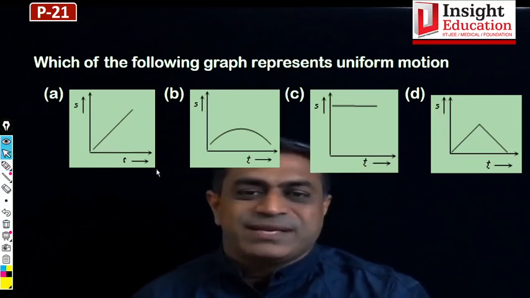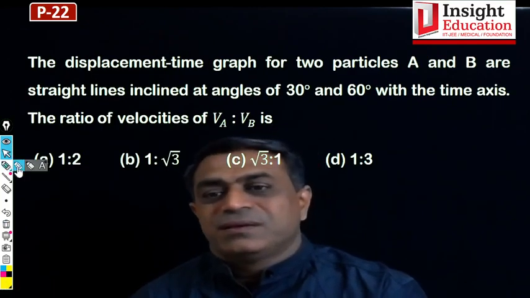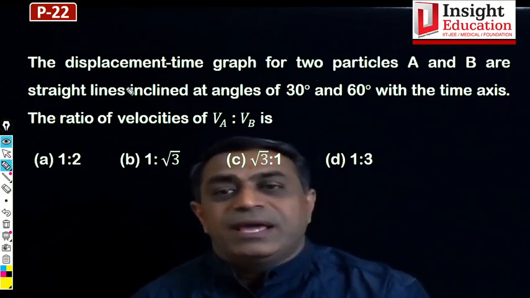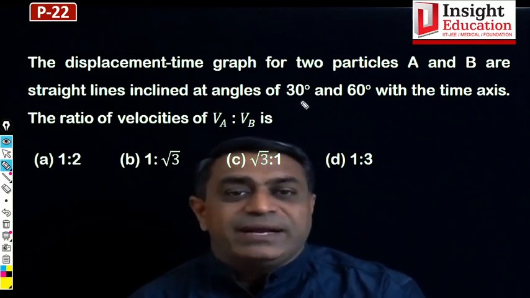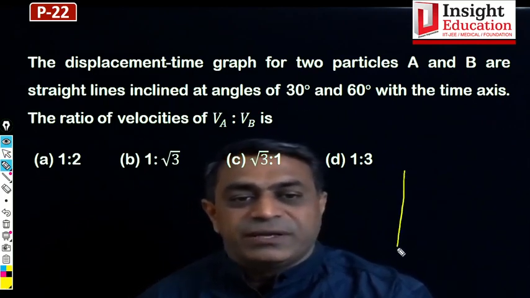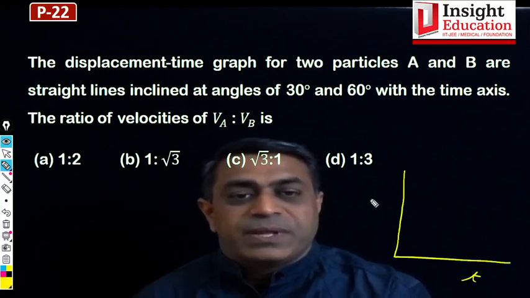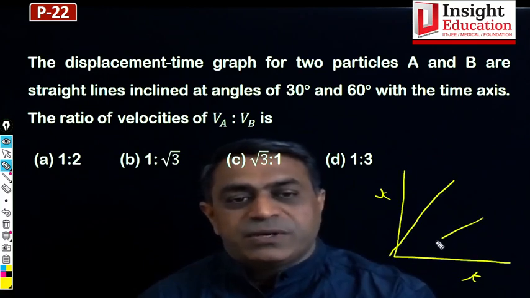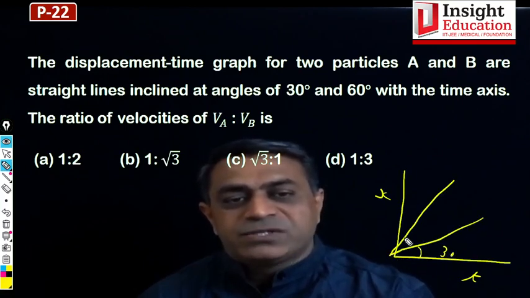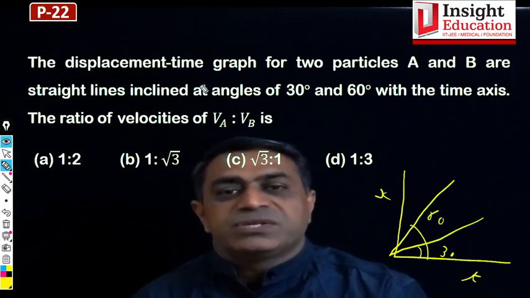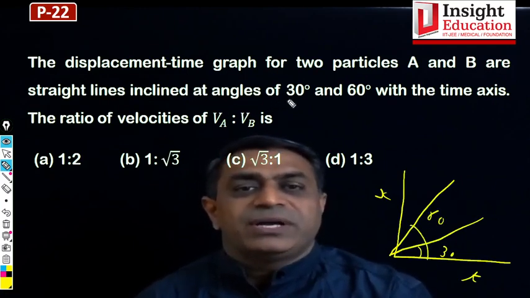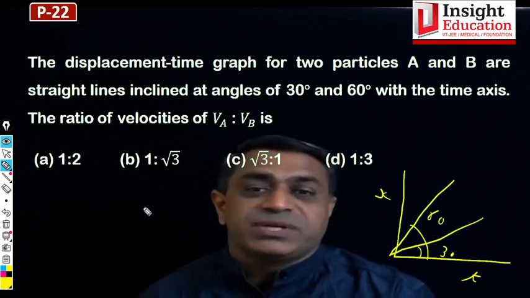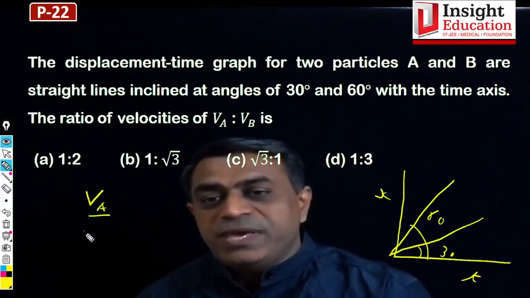Okay, next example. The displacement-time graphs for two particles A and B are straight lines inclined at angles 60 and 30 with the time axis. For the first the angle is 30, for the second the angle is 60, with the time axis. Find the ratio of velocities, VA by VB.